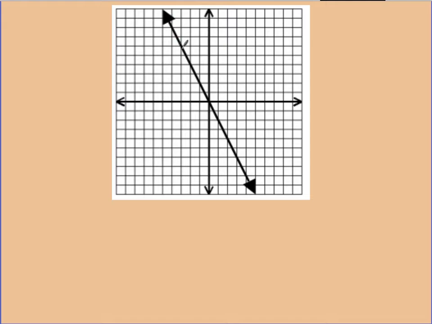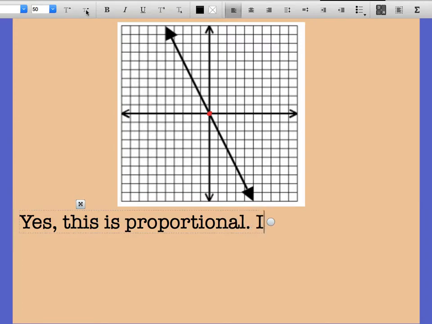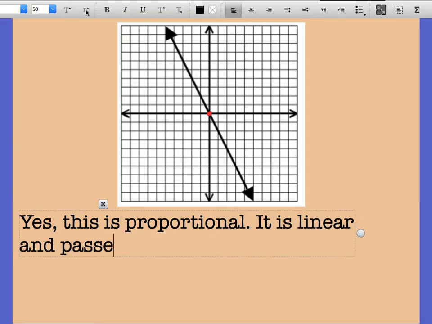On this one, I see my line is graphed nice and straight. It goes through the origin. Remember where the x and y axes cross, that's 0, 0. So this one is proportional. Now, when we want to give our reasoning here, we want to say, yes, this is proportional. It is linear and passes through 0, 0. Remember, if we want to prove that something is true, we need to prove that it's completely true. So again, straight line, and it goes right through the origin. I drew that red dot on there.